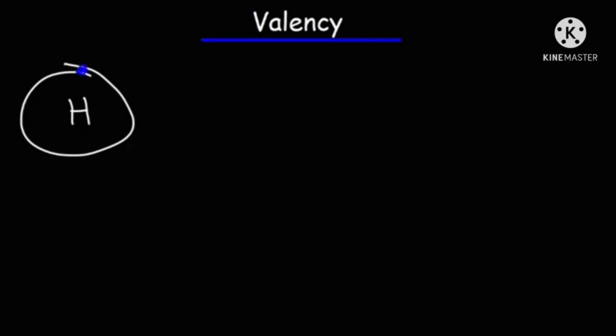Take the example of hydrogen again. Hydrogen has 1 electron. Atomic number is 1. Now distribute this 1 electron in the first orbit or first shell. What is valency? 1. That means one more electron has to be there in order to stabilize this hydrogen.